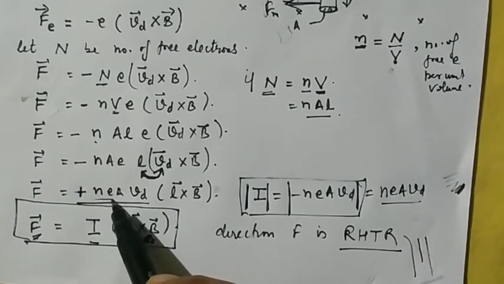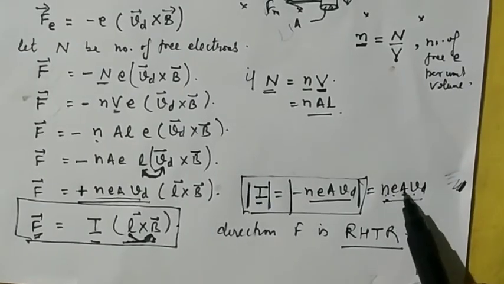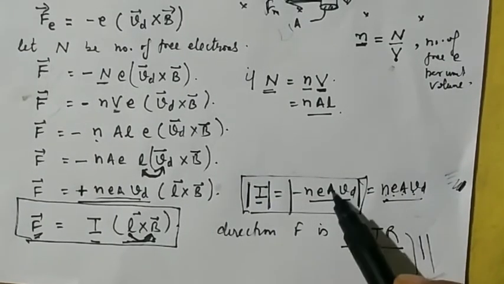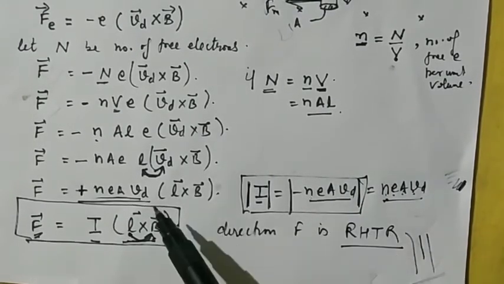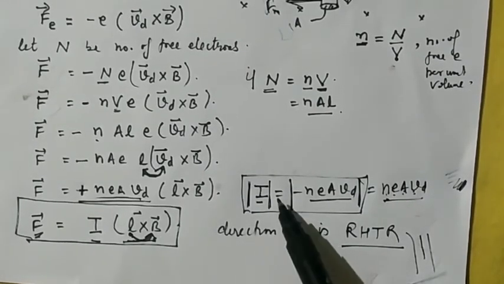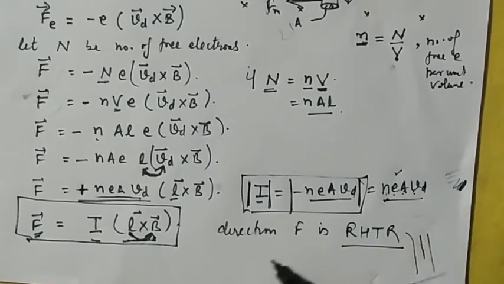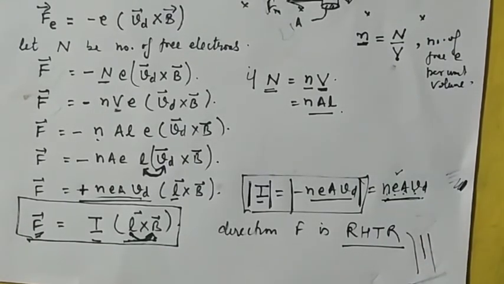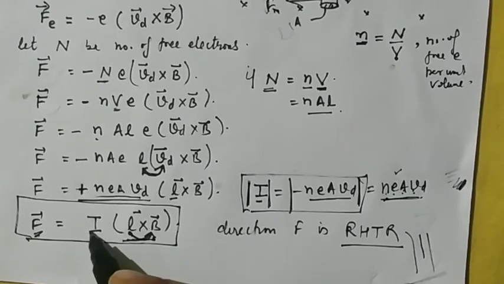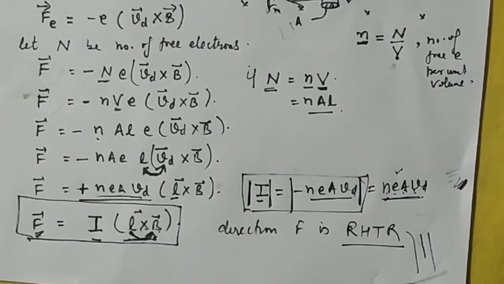We know this factor n e A Vd is the current in magnitude. So here current is equal to n e A Vd. But in our relation there is a negative sign. Here I have omitted the negative sign because we have already considered the direction of current along the direction of length, so again we should not be concerned with the direction of current. So I am taking positive n e A Vd as the current I. I am replacing this one. This is your I L cross B. So this is the magnetic force experienced by a current carrying conductor.